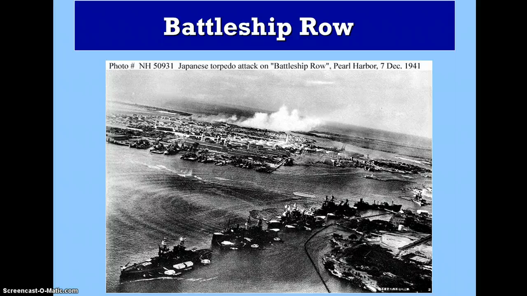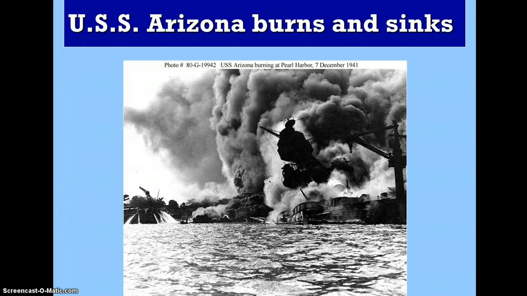The 3 big U.S. ships that were destroyed, I want you guys to note. So I went through these. I'm going to go through them slower now. So the USS Arizona is pictured here. That's the first one I want you guys to put down.